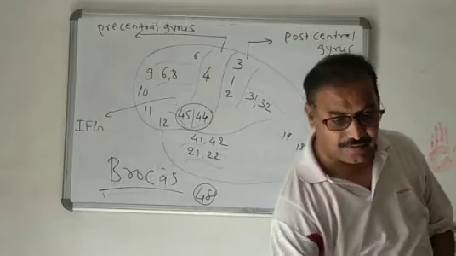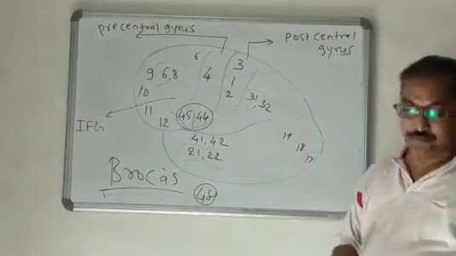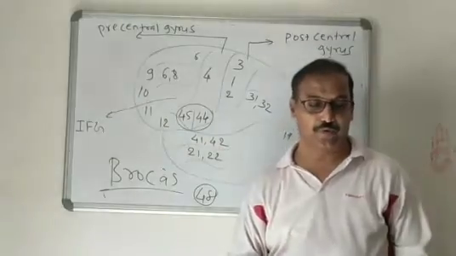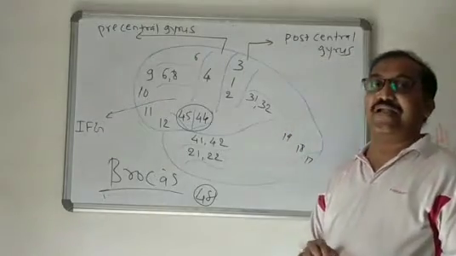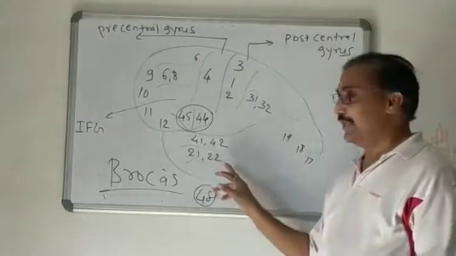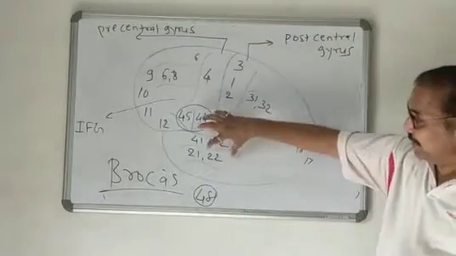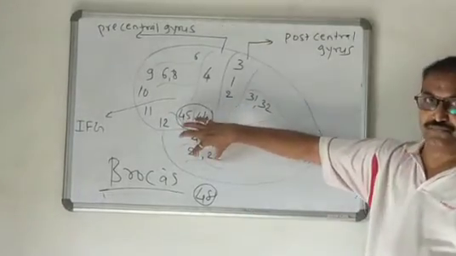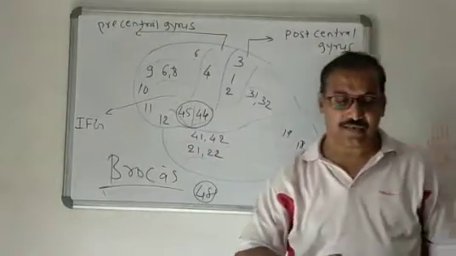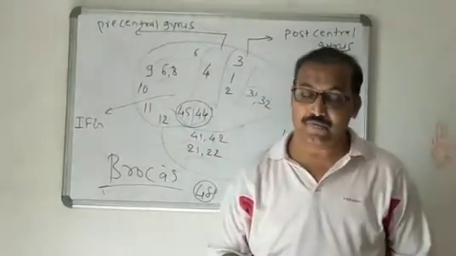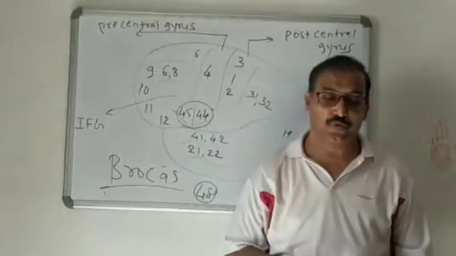Now the temporal lobe, the areas present over the temporal lobe. Now here the area number 21 and 22. It is an important area. So where is it present? It is present in the middle temporal gyrus. In the middle temporal gyrus, the area present is 21 as well as 22. So what does it do?